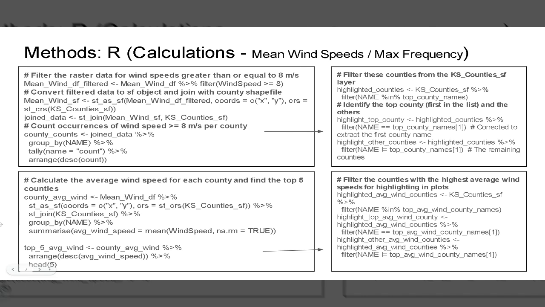My second method was calculating the average wind speed for each county and finding the top 5 counties. So here, I should have started here, but this makes a lot more sense to find just the most dense areas of these high average values, so which counties actually hold the highest wind speeds on average. Then same thing, I did some filtering, which was all pretty straightforward and not too bad.